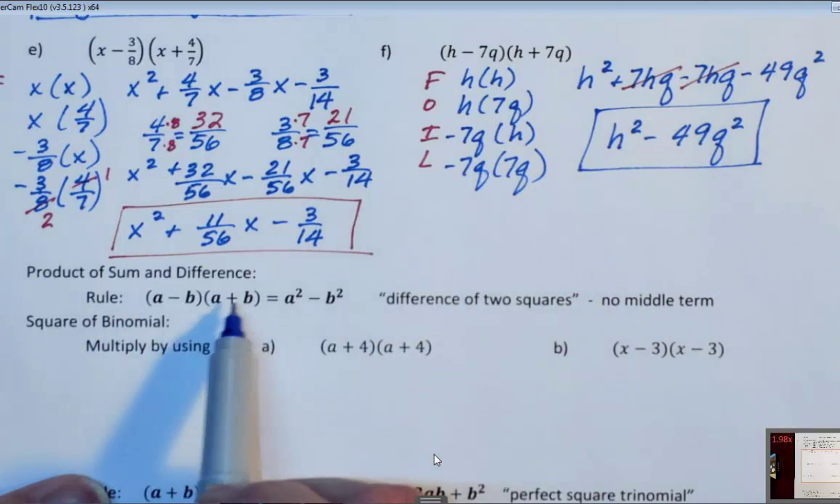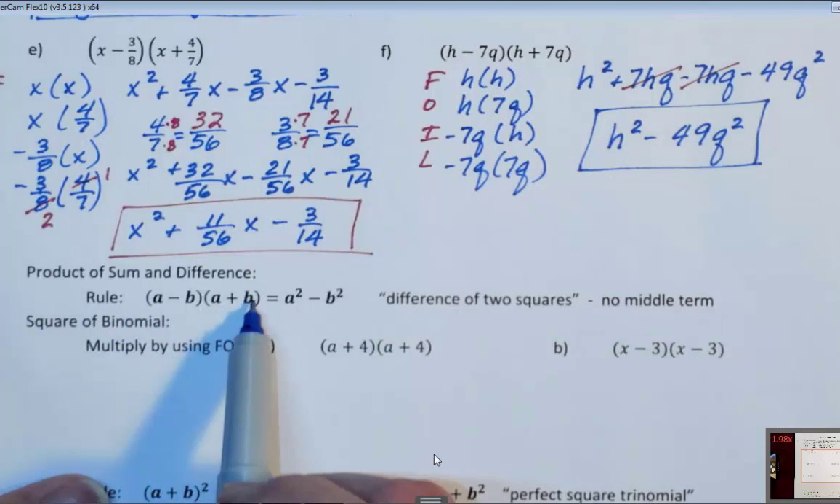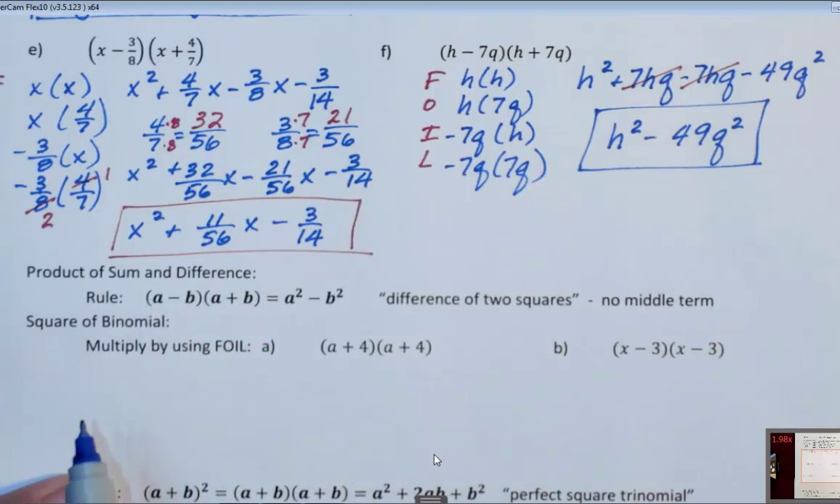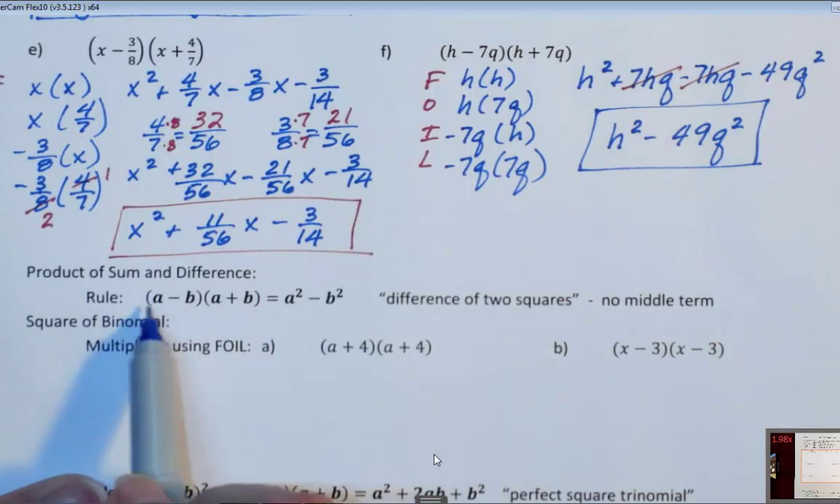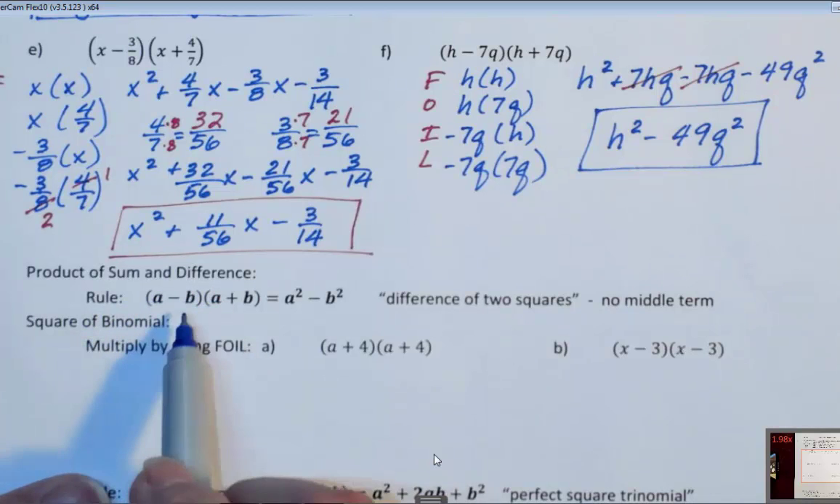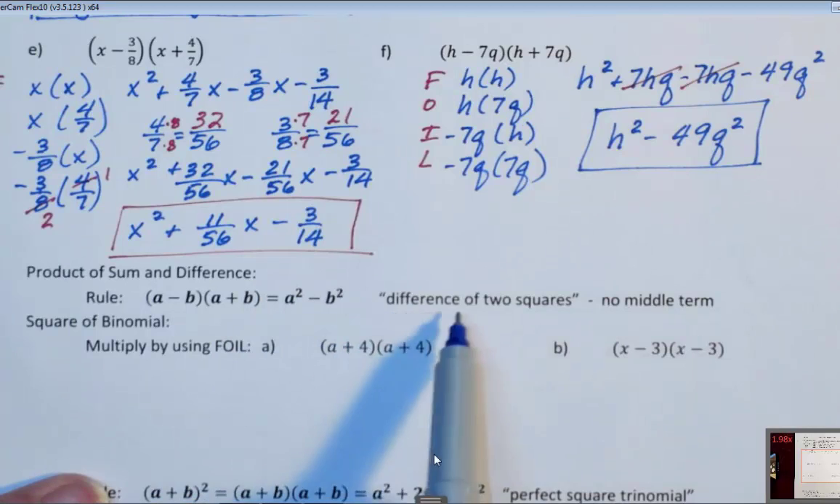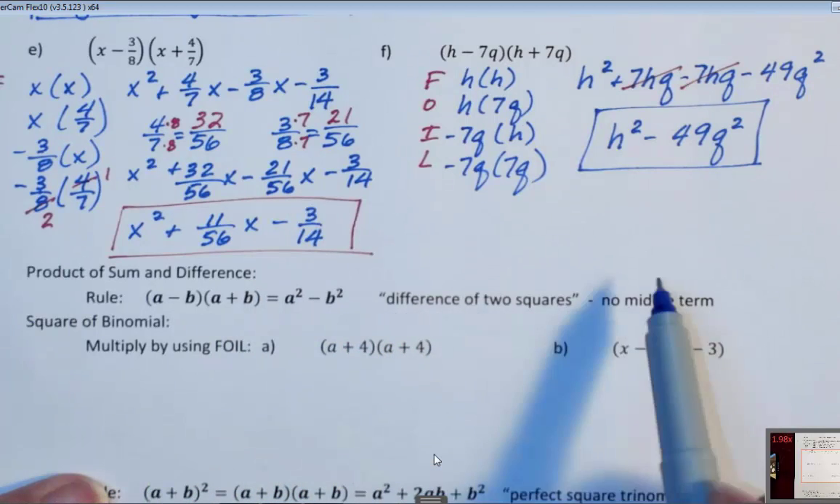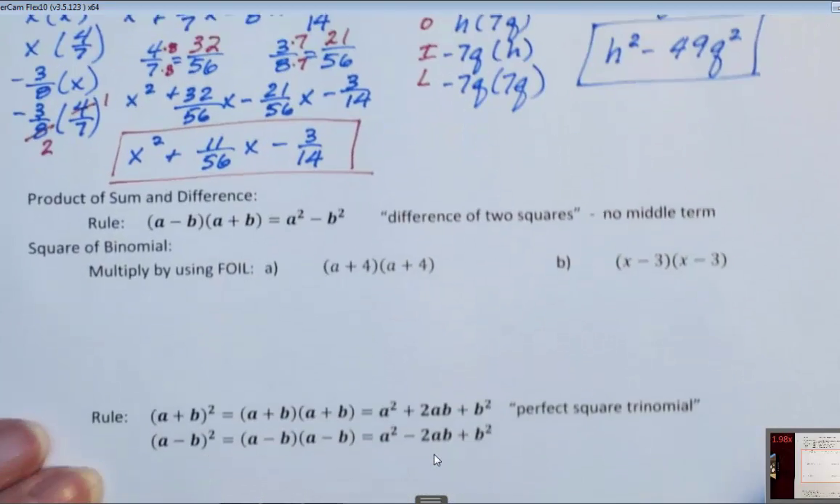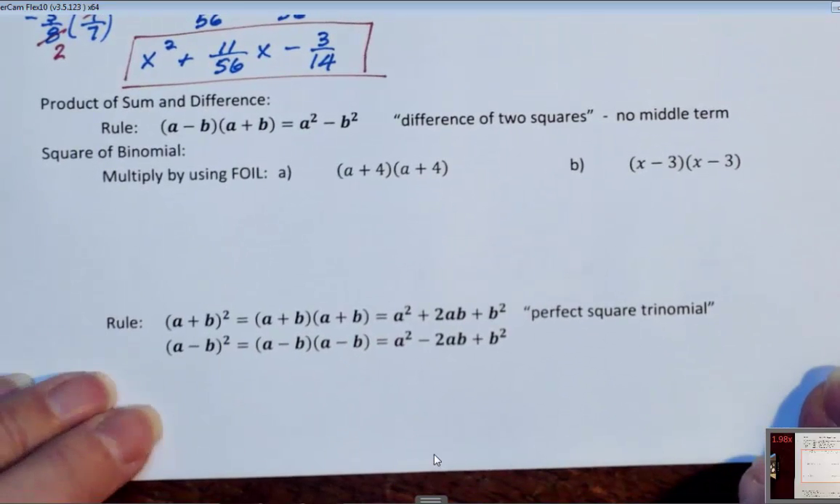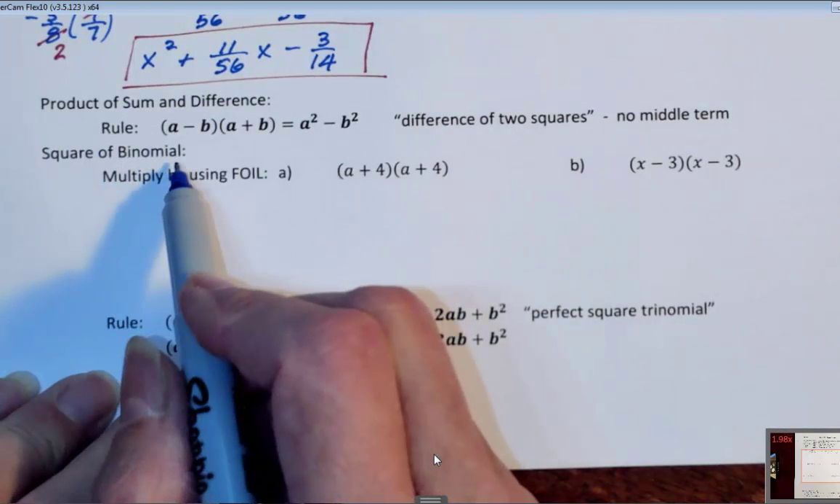So when you're multiplying and you have exactly the same terms, the only difference is the sign between those two terms. The middle term cancels out, and all you're concerned about is multiplying the first terms and the last terms. This is called, by the way, the answer that you get, the difference of two squares. There is no middle term. Okay, the next one is another special product, and it's called the square of a binomial.